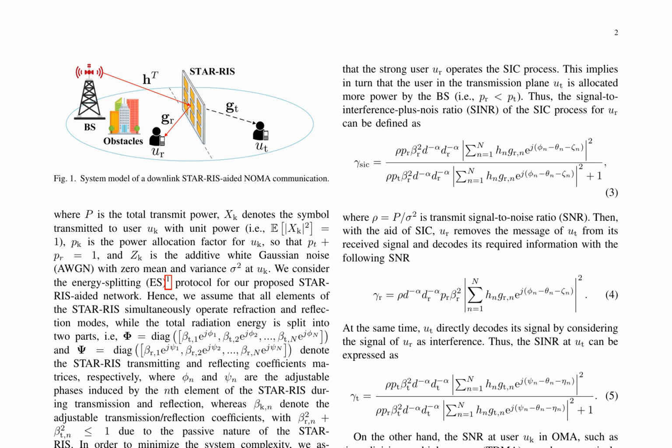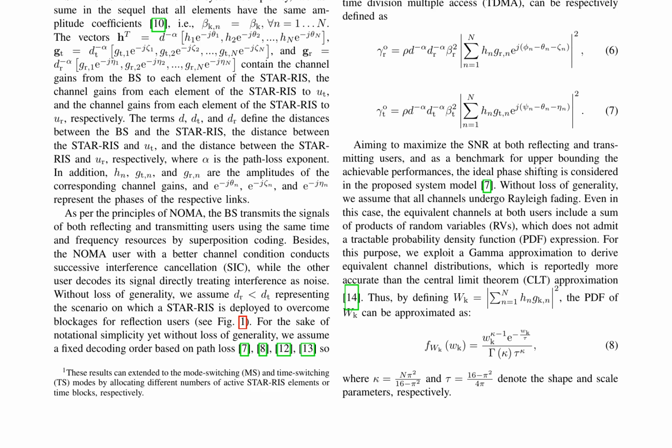We consider both non-orthogonal multiple access, NOMA, and orthogonal multiple access, OMA, schemes, under the energy splitting, ES, protocol. The signal to interference plus noise ratio, SINR, for the successive interference cancellation, SIC, process and the SINR at both reflecting and transmitting users are derived. Furthermore, we use a gamma approximation to derive equivalent channel distributions, which is reportedly more accurate than the central limit theorem, CLT, approximation. Our numerical results show that the proposed analytical expressions are rather accurate and confirm that STAR-RIS can significantly enhance the system performance in terms of the coverage region for the NOMA scenario compared with the OMA scheme.